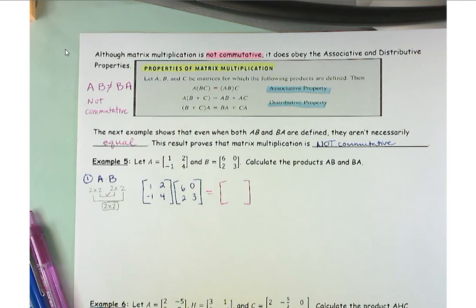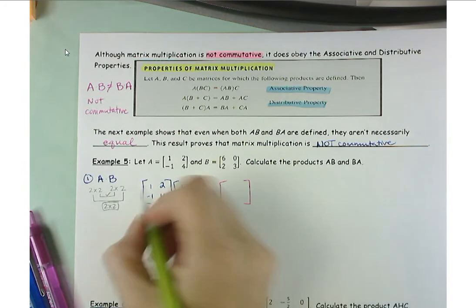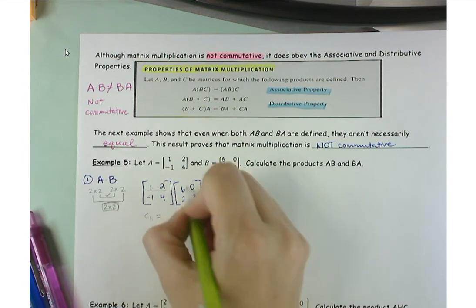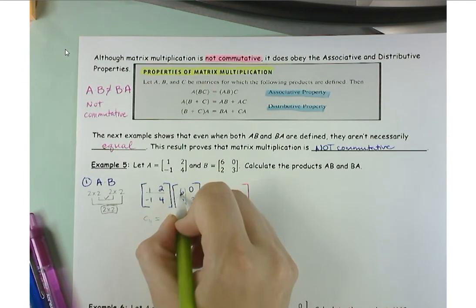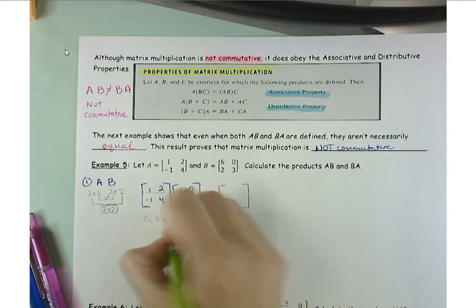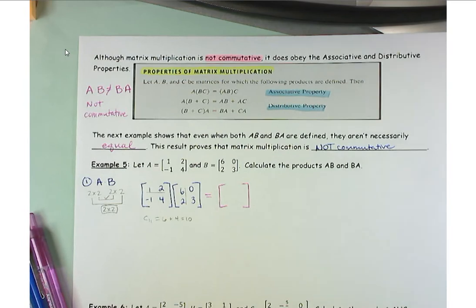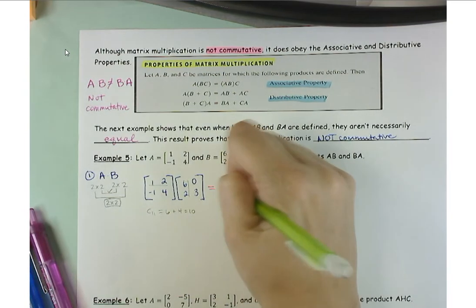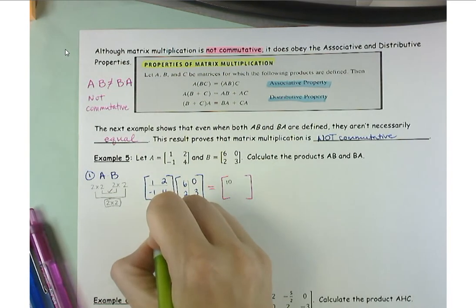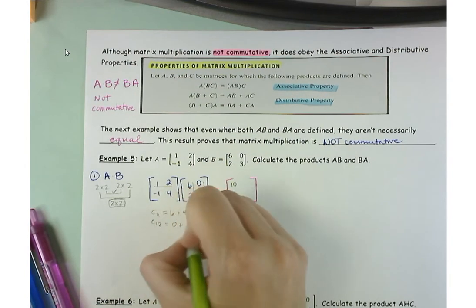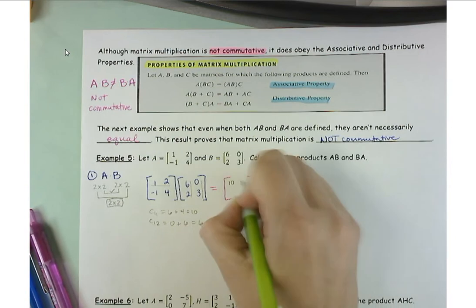Check this? Alright, so for your first row, first column, you're going to be multiplying 1, 2 by 6, 2. So 1 times 6 is 6. 2 times 2 is 4. So that's going to give you 10. Right? That go okay? And then first row, second column. So 1 times 0 is 0. 2 times 3 is 6. So that's going to give you 6.